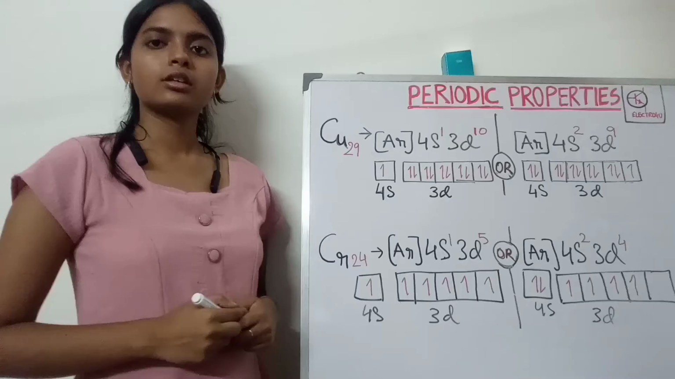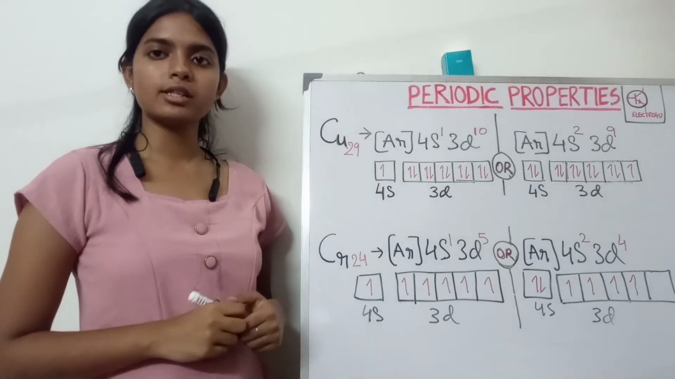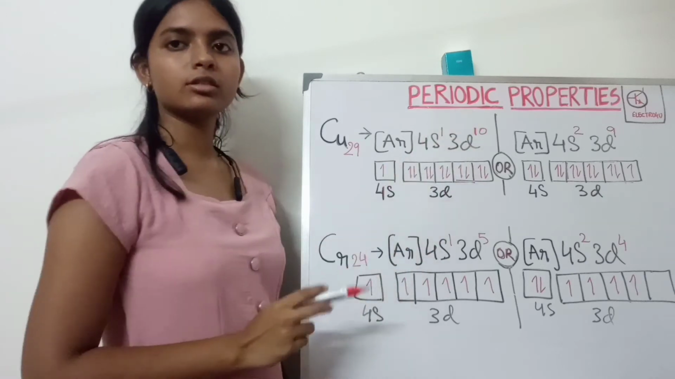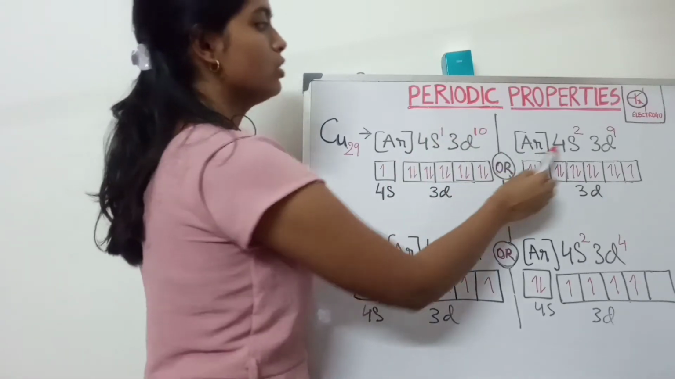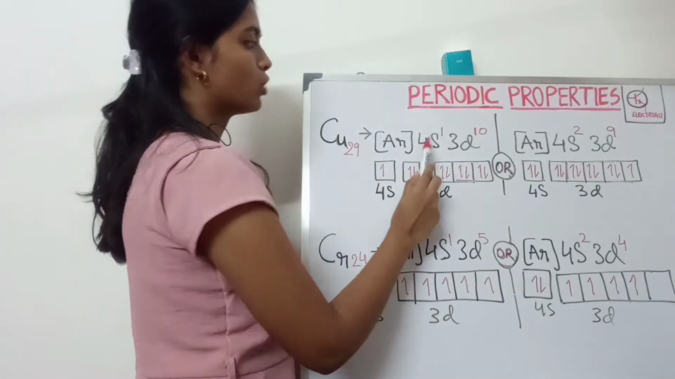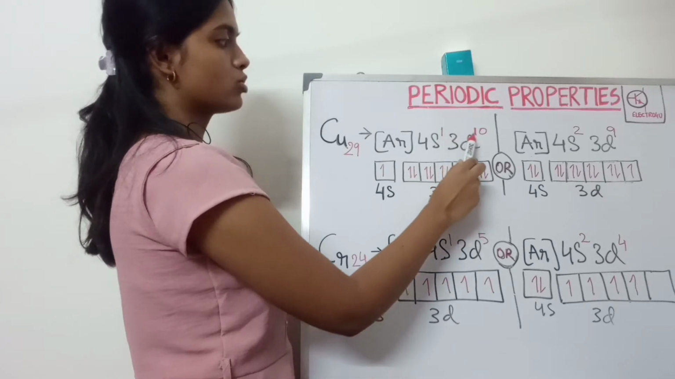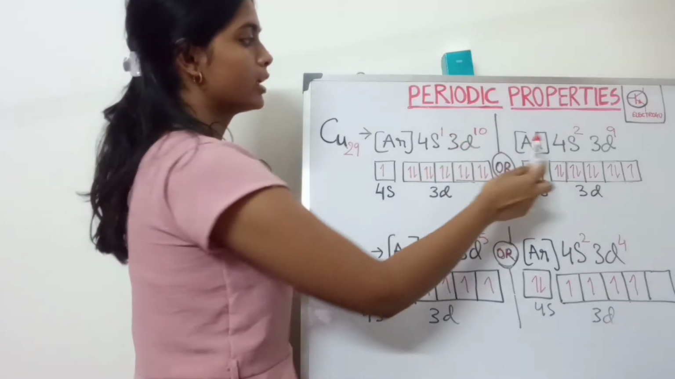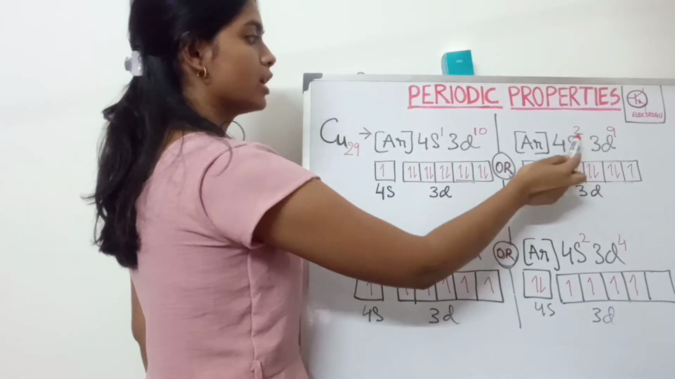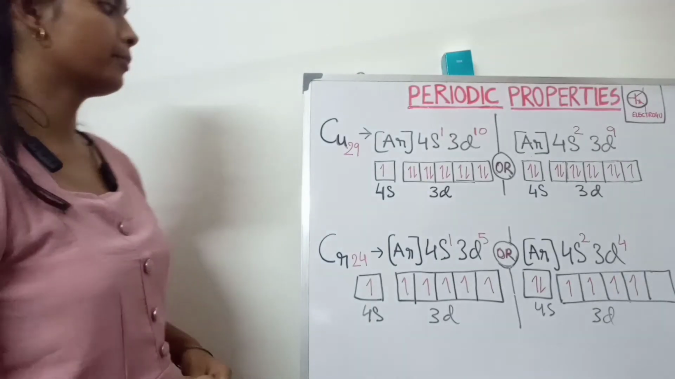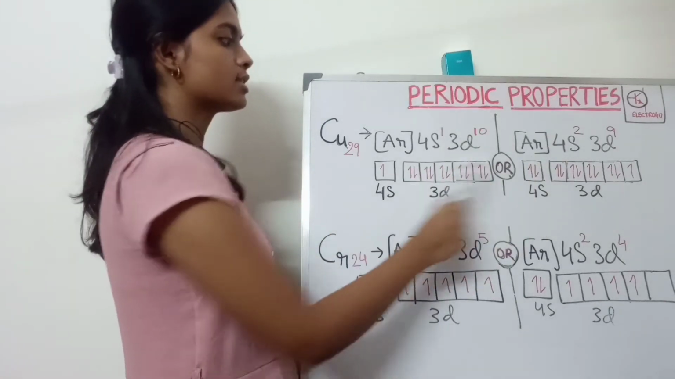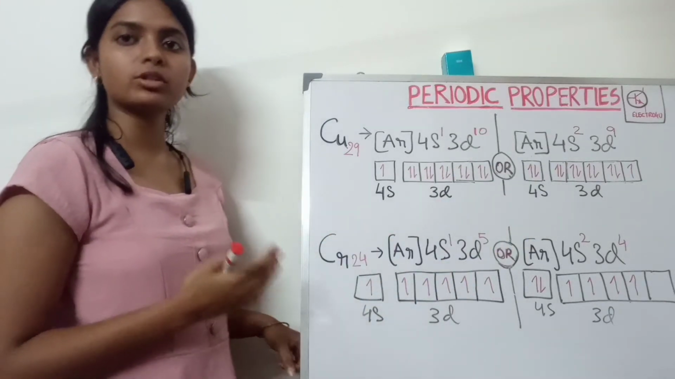So here for copper, the atomic number is 29. So its configuration will be argon 4s1 3d10, or we can also write it as argon 4s2 3d9. Here the difference is that in 4s only one electron is there and the rest of the electrons are in 3d. But here in the 3d there are 9 electrons and 2 electrons in 4s. So we can write its configuration like this or this.